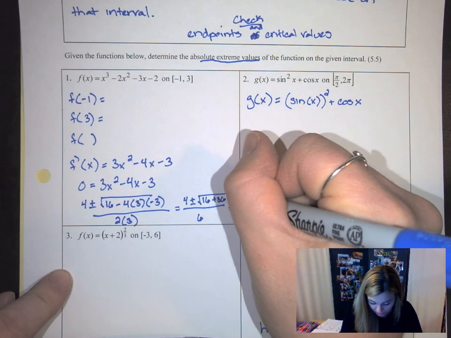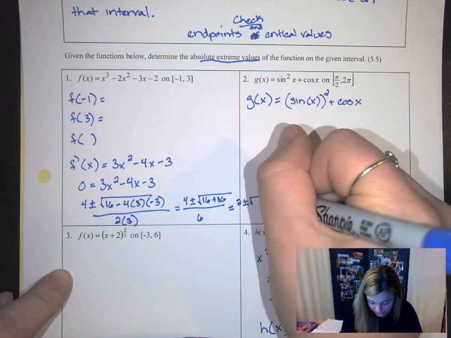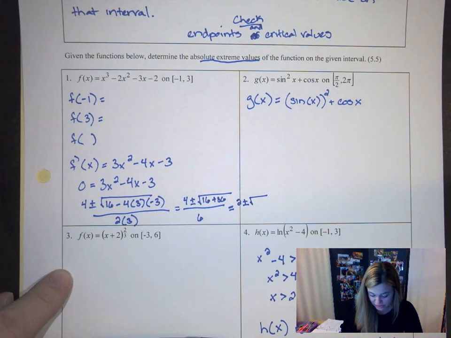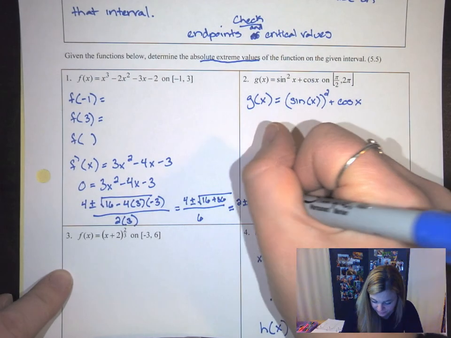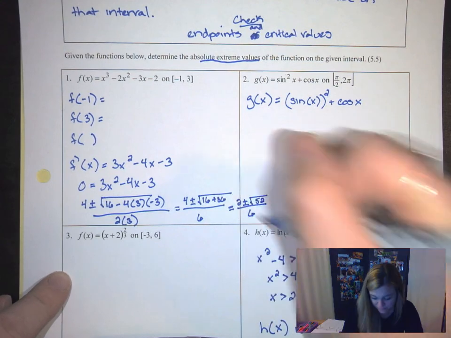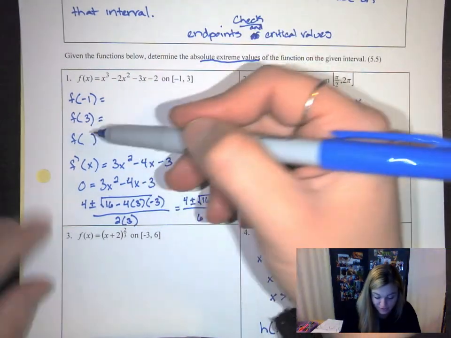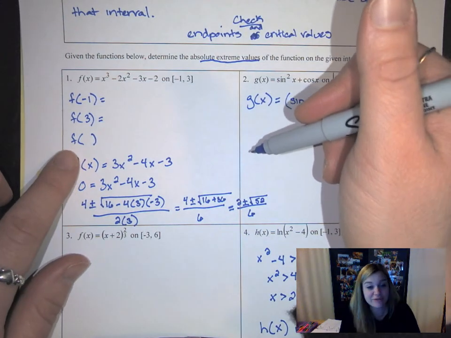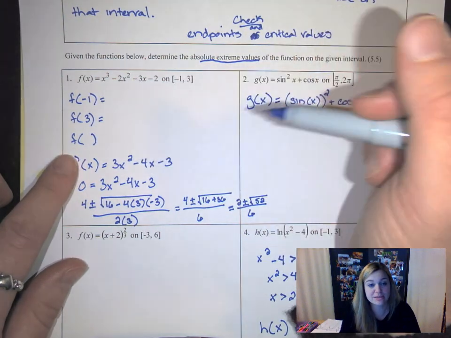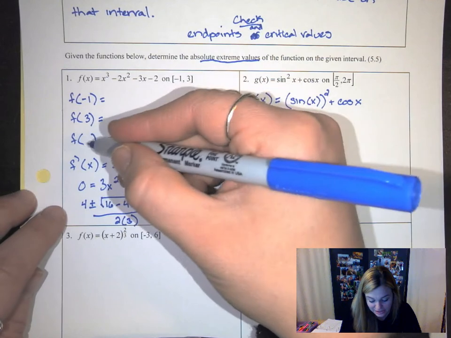If I keep going, by the way, this is 2 plus or minus the square root of 16 plus 36. And then I can actually put this in here. So I would have f of 2 plus square root of 52 over 6, and f of 2 minus square root of 52 over 6. And I could substitute this in here.